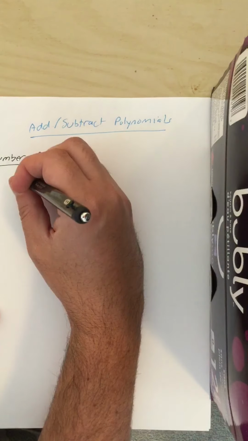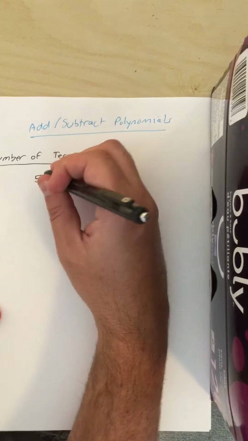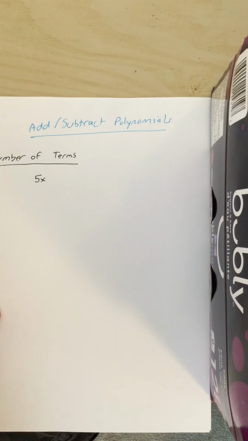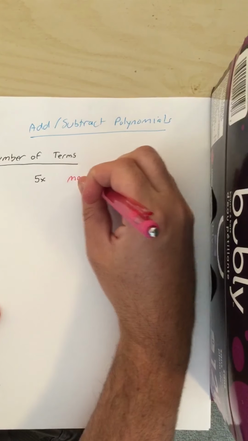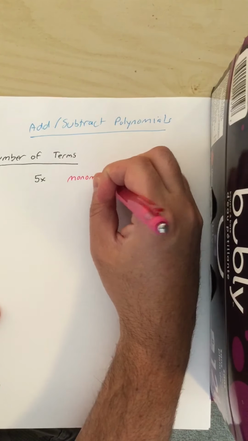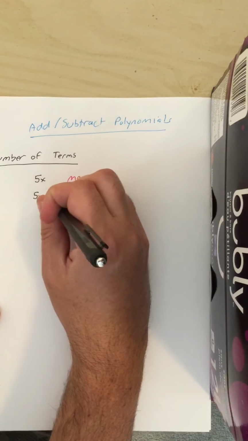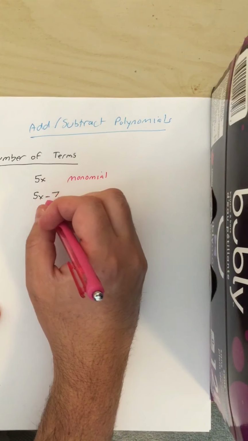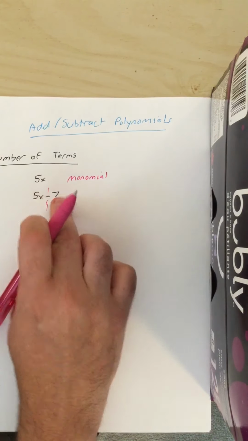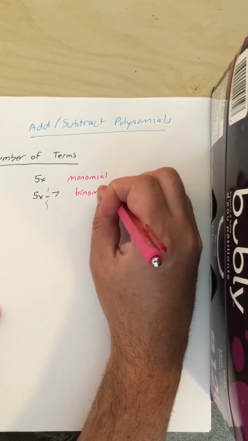So let's say we had something like, oops, that's a bit off the screen. If we had something like 5x, that's only one term. So we would call this a monomial. Monomial means one term. If we had something like 5x minus 7, then we have one term, two terms. So that's going to be a binomial.